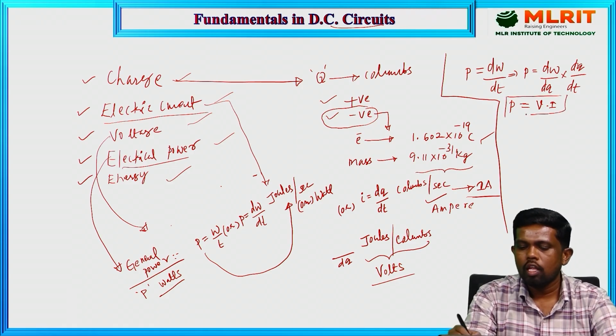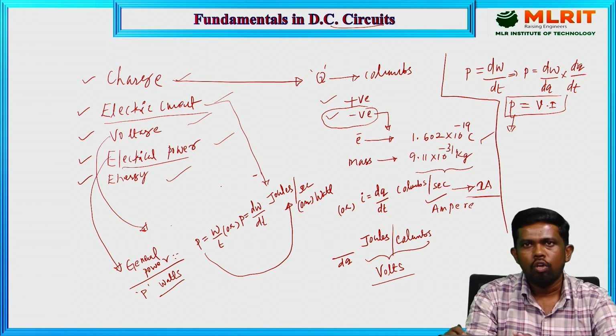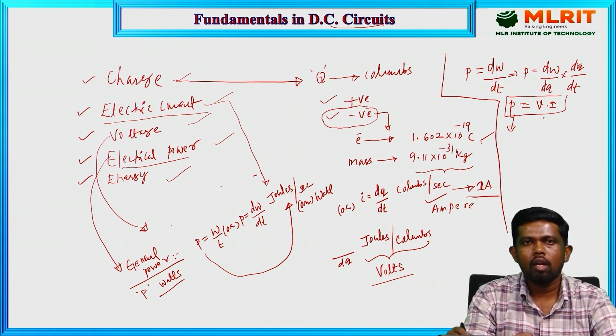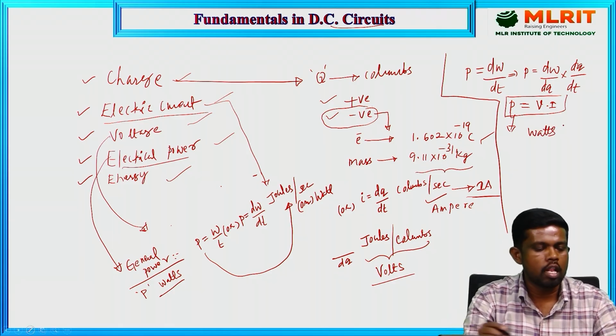That's why the electrical power we determine from the mathematics is the product of the voltage and current. Simply, the electrical power can be defined as the product of the applied voltage and current. It is measured in watts. So this is the electrical power.